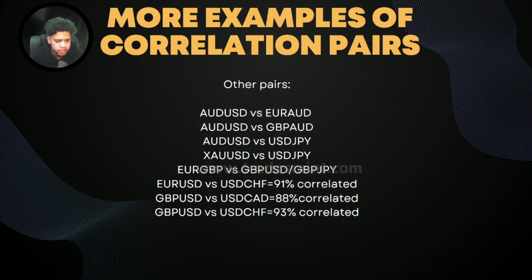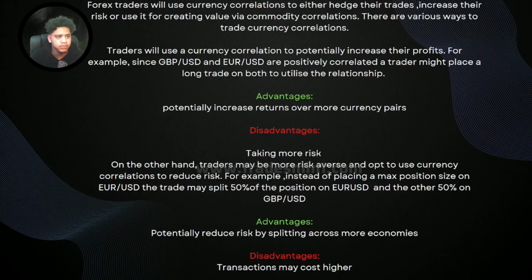As you can also see, Euro USD versus USD Swiss franc equals 91% correlated. This means that the higher the percentage, the higher the correlation between the pairs. So as you can see, anything above 91% is valid.